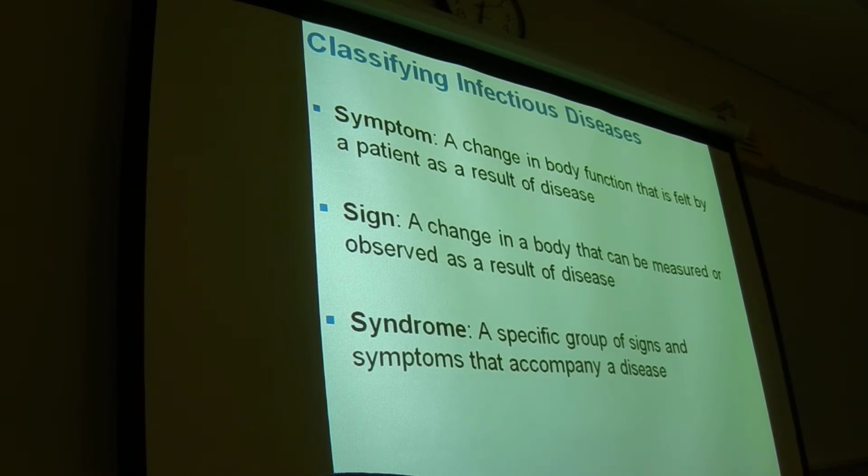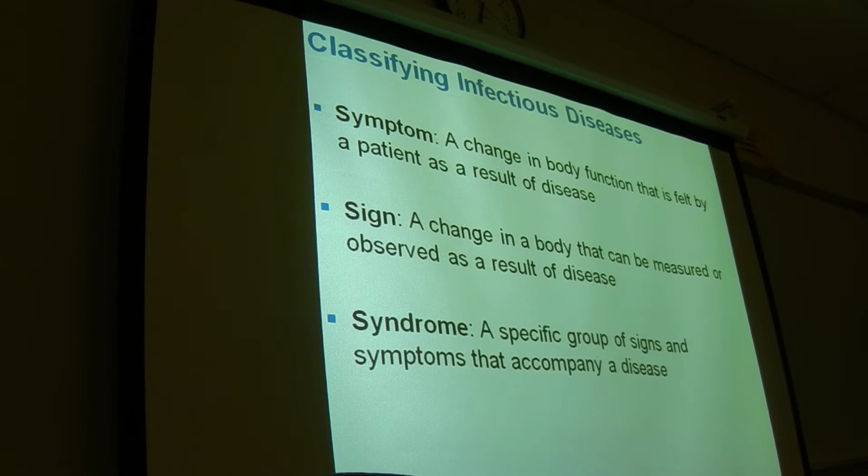A syndrome is a specific group of signs and symptoms that accompany the disease. So again, a syndrome for the flu would be like chills, sweating, fever. They're all the symptoms that most people have. If you put them all together, that would be the syndrome.